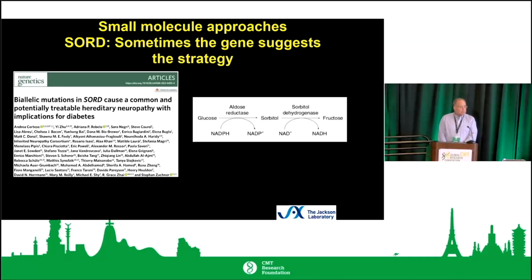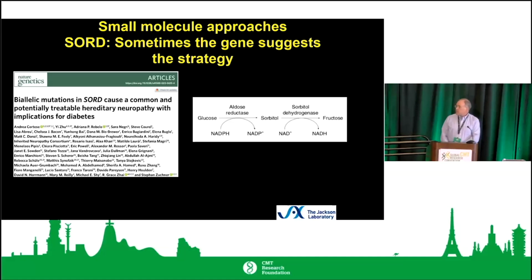In some forms of CMT, the identification of the gene actually leads you very quickly to a possible therapeutic strategy. An example of that is SORD, sorbitol dehydrogenase, which was identified just a couple of years ago as a cause of recessive axonal CMT. And as we'll hear from a talk in applied therapeutics later today, it is now actually already in clinical trials. So, a really rapid progression from gene discovery to clinical trial.